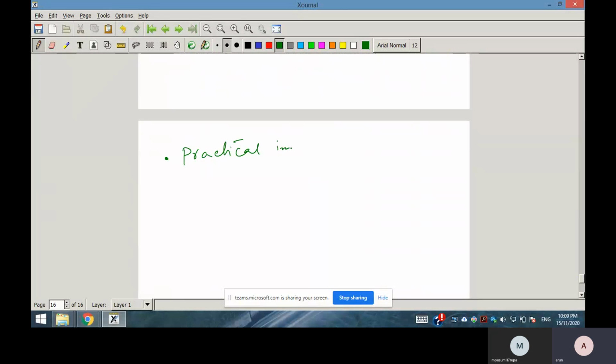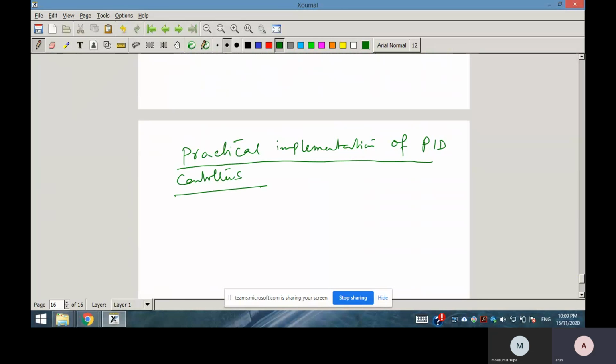Practical implementation of PID controllers. So how will you implement a PID controller in practice? Because the implementation problem arises because of these gains, KD and so on. So what are the problems that will occur? What are the major problems that will occur in practice?